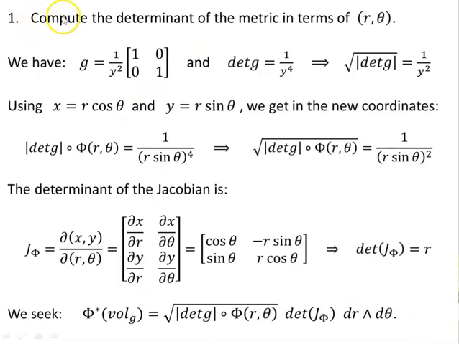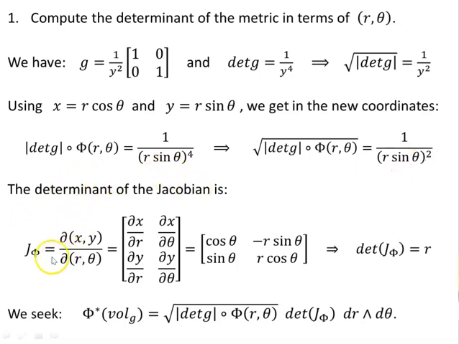All right, so step one, compute the determinant of the metric in terms of r, theta. So we have the metric G as 1 on y squared, and the determinant of G is 1 on y to the 4. We found all this earlier, if you remember. Using x equals r cos theta, y equals r sine theta, we get in the new coordinates the absolute value of the determinant of G composed with phi of r, theta. Well, 1 on y squared, and y is r sine theta, so we're going to have 1 on r sine theta to the power of 4. The square root of the absolute value of the determinant of G composed with phi of r, theta is then just the square root of that, so it's 1 on r sine theta, all squared.